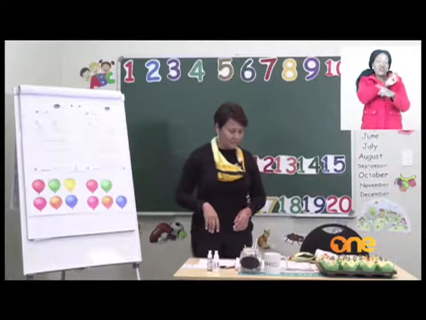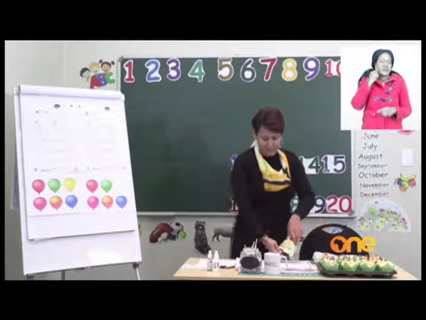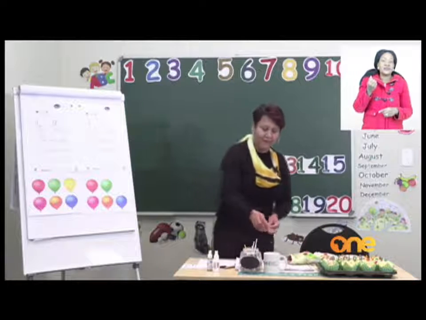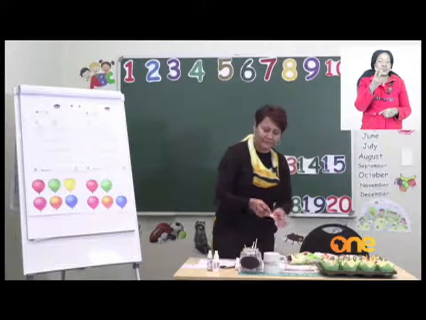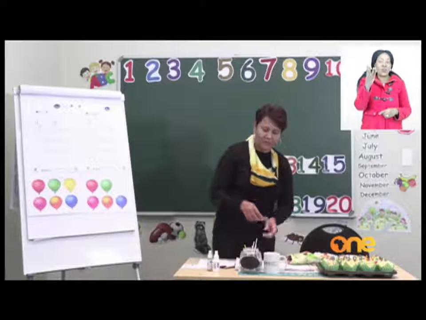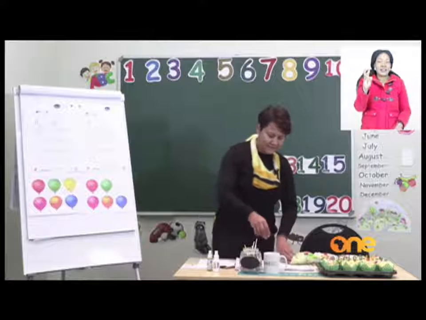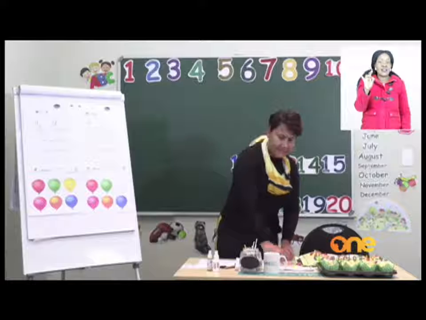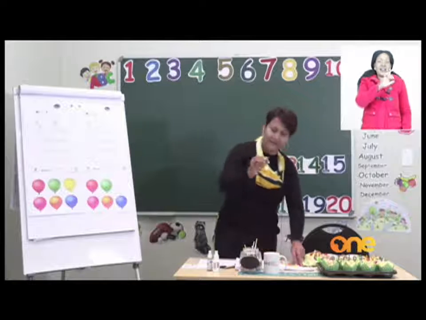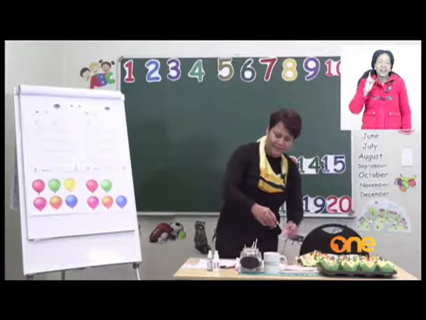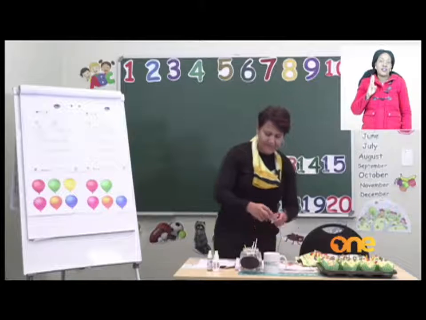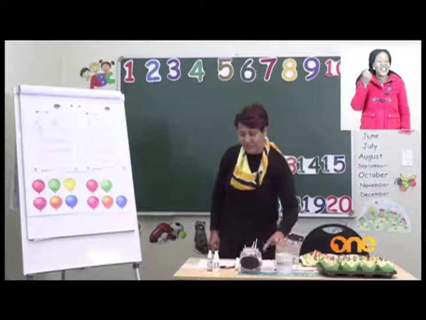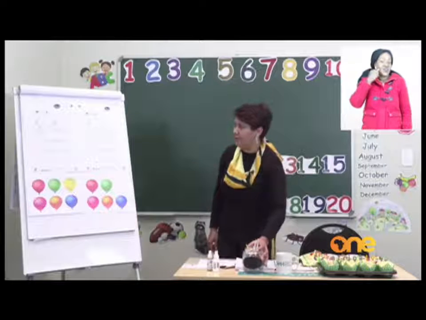Now what about the sweets? Let's see if we have 13 sweets. Let's count. 1, 2, 3, 4, 5, 6, 7, 8, 9, 10, 11, 12, 13. Yay! We have 13 sweets and we have 14 lollipops.